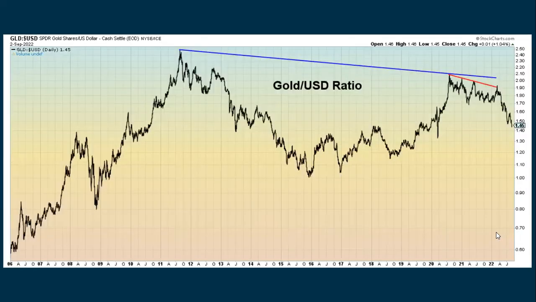And this is gold to the dollar. The gold's been going down for the most part. The dollar's been going up. So that's why we're seeing this chart really decline.